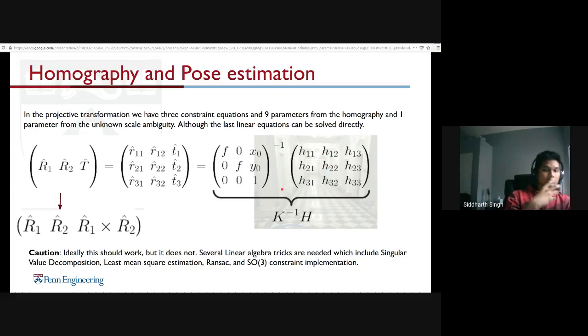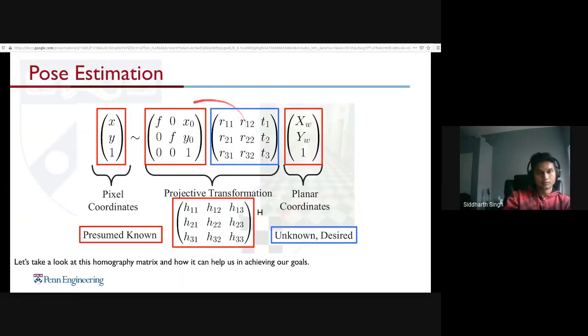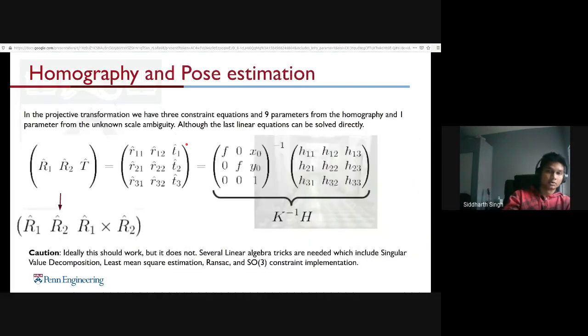Now, the first thought that comes to your mind seeing this equation is that if we just want this R and T, and we know for sure that we have the focal lengths and the optical centers, then who is stopping us from doing this, right? So again, it boils down to the same thing: since the homography is not correct, who is to say that multiplying this with this will give us the correct result?